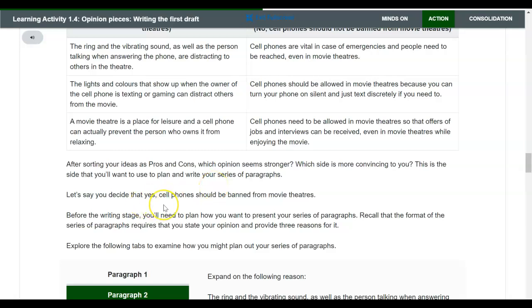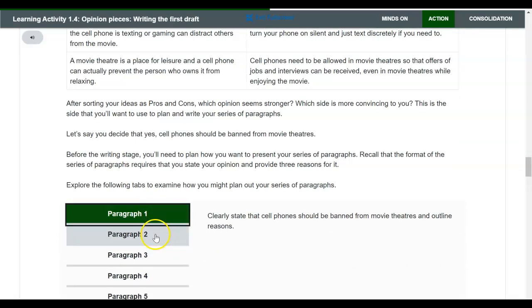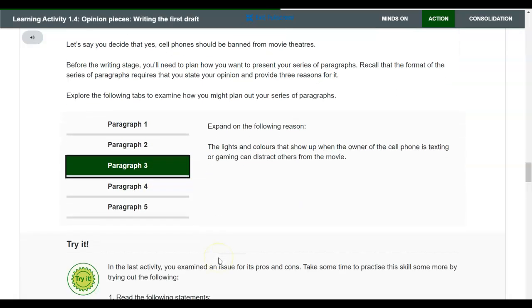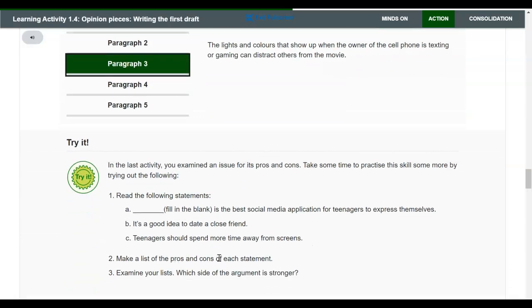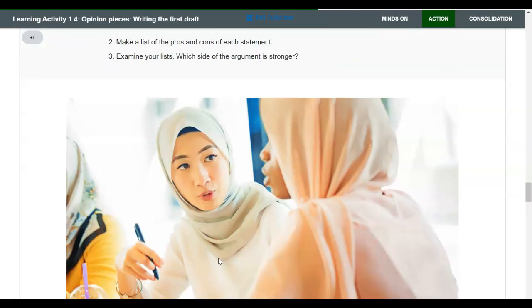So let's say you decide, yes, cell phones should be banned from movie theaters. Then you go on and you can click here and see, like, here's paragraph 1, what should I have? Paragraph 2, what should I have? Paragraph 3, what should I have? And so on. And then you can go ahead and try it.